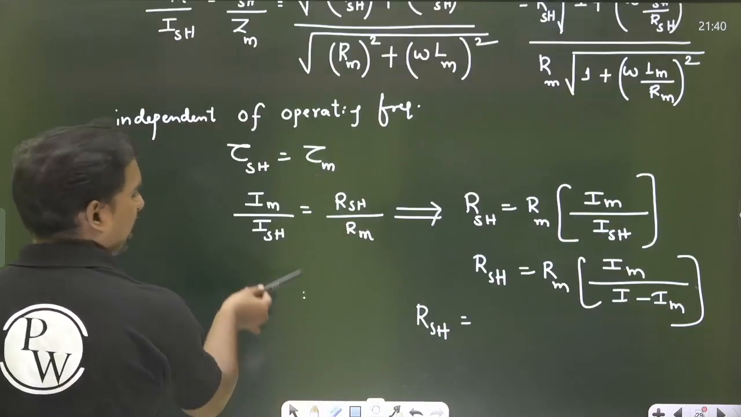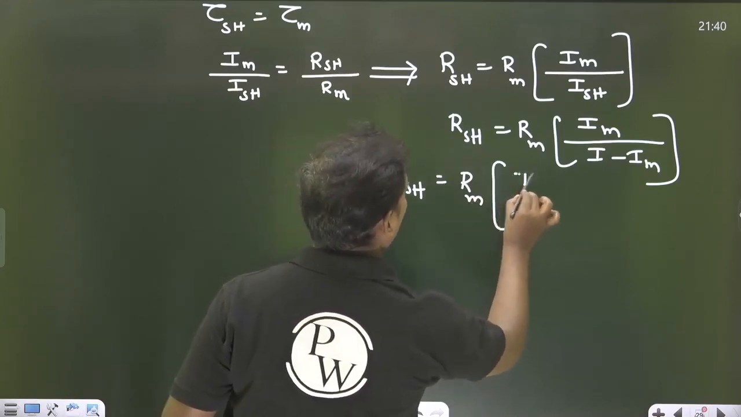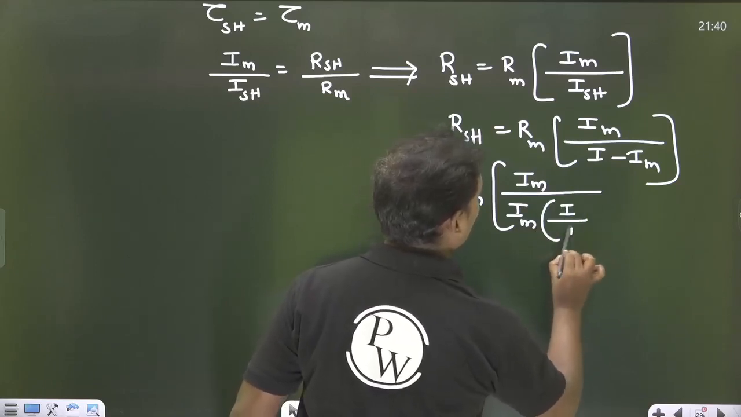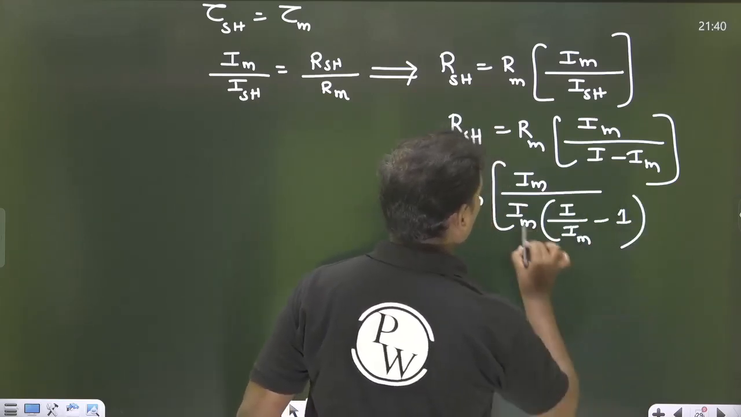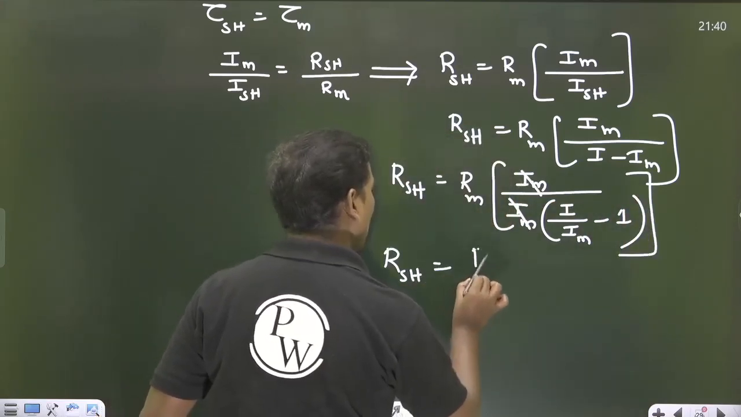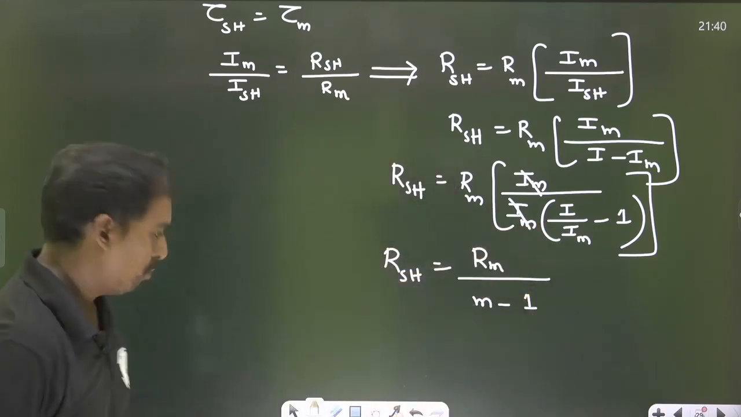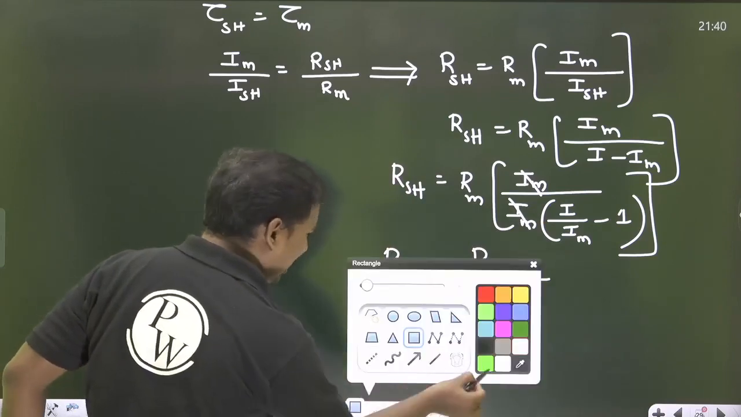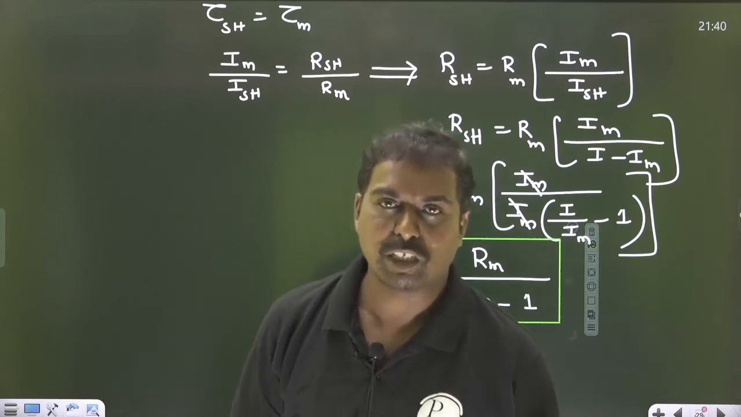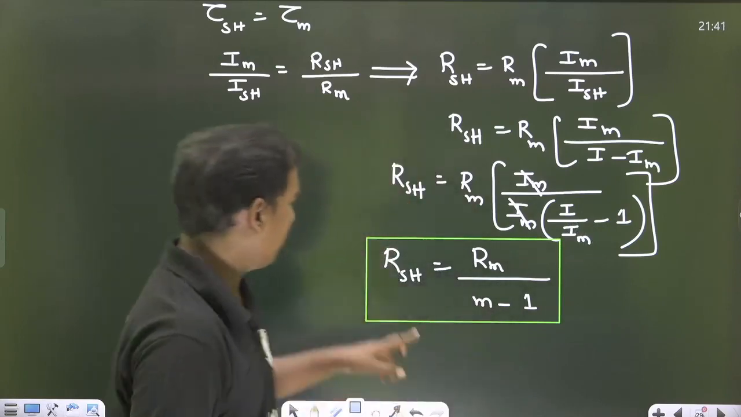So we are going to get RSH as RM into IM; if I take it out, this will be I by IM minus 1. So IM gets cancelled. The formula for shunt resistance is RM by (M minus 1), where M is I by IM. Just like in PMMC, the range extension of an ammeter gives you the shunt resistance RM by (M minus 1), where M is equal to I by IM. So from this we can calculate now.